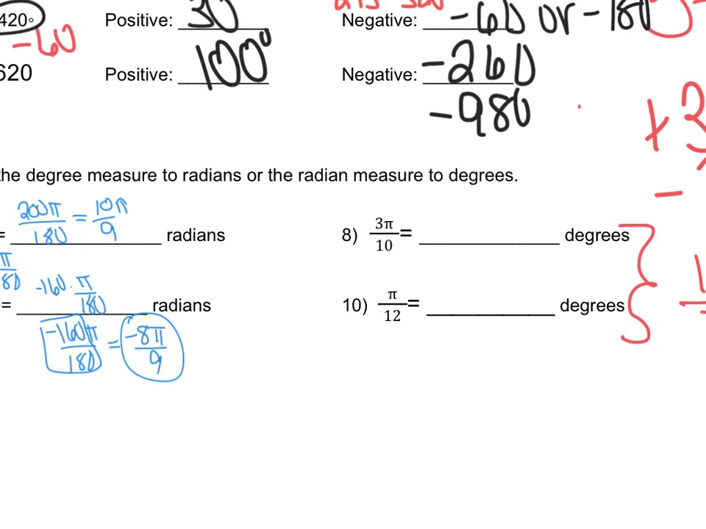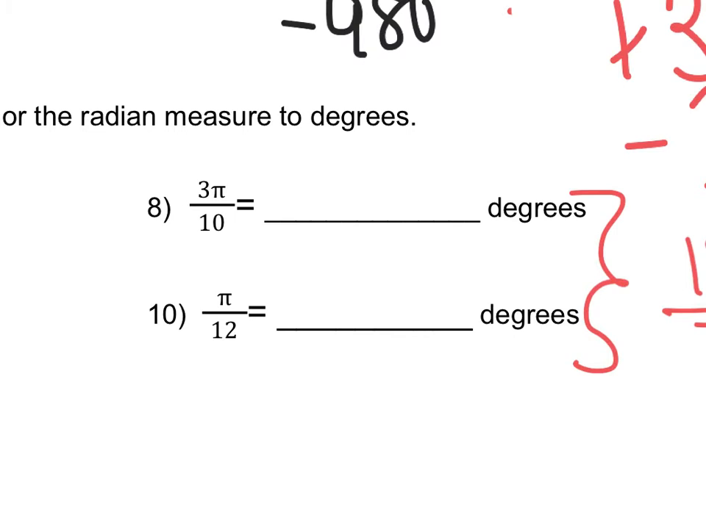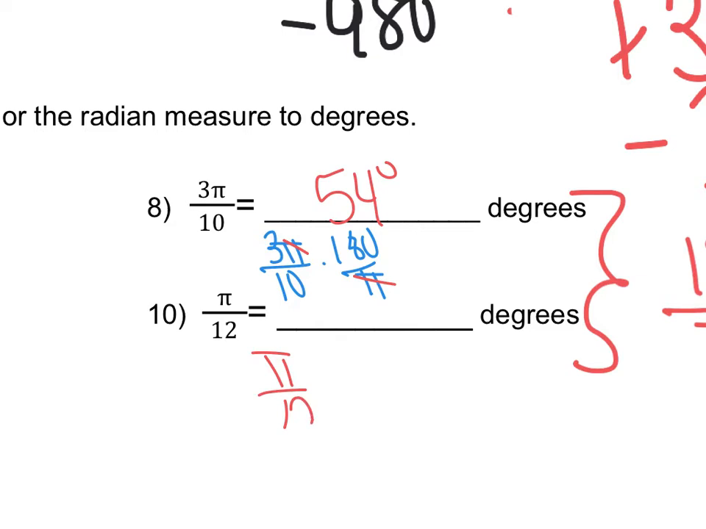Okay, going the other way here, we are going to go into degrees, so I'm going to take 3 pi over 10 and multiply it by 180 over pi. My pi's are going to simplify, so now I have 3 times 180 divided by 10, which is 54 degrees. Pi over 12 times 180 over pi. My pi's are going to cancel. 180 divided by 12 is 15 degrees.